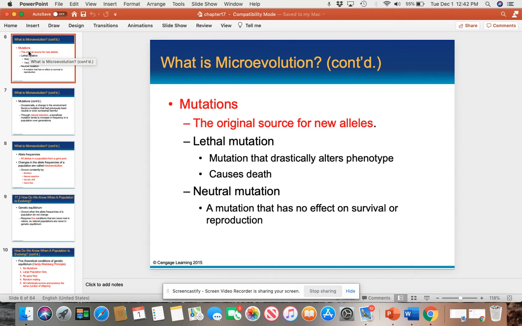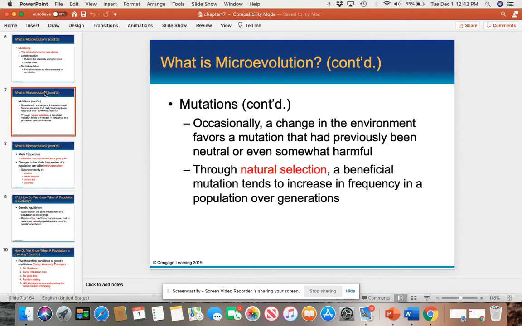If we specifically look at mutations, mutations are the source for new alleles. Alleles, once again, are alternates of genes. Usually when we think of mutation, everyone thinks of something that causes mortality. But most of the time, mutations do not cause mortality. And so when we look at these mutations, sometimes they do allow for development of a specific trait.